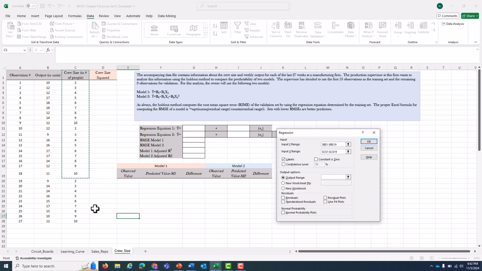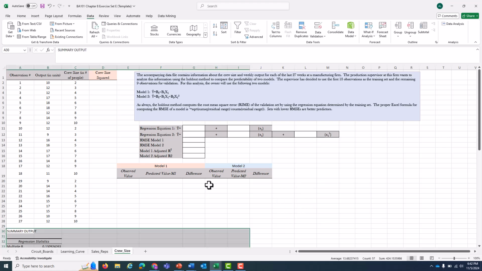I want labels on since I put them in the headers. And then down here, I'm going to put the output range below because I'm going to have to make a graph in this area. So I want to kind of stuff this off in a spot where it's not going to be in my way. I'm going to pick cell A30. And I'm going to hit OK.